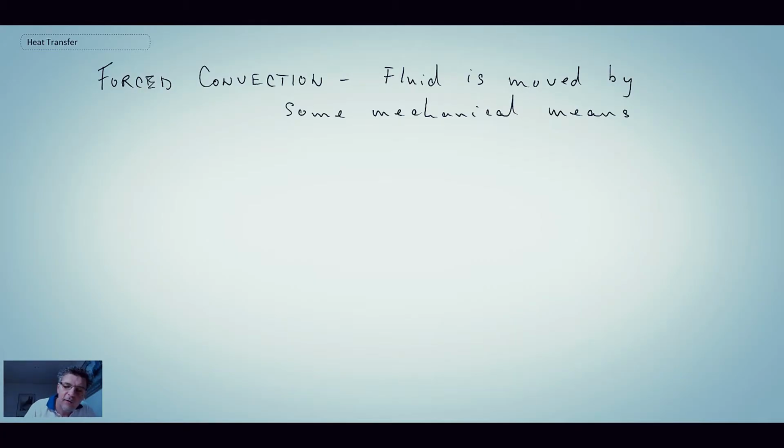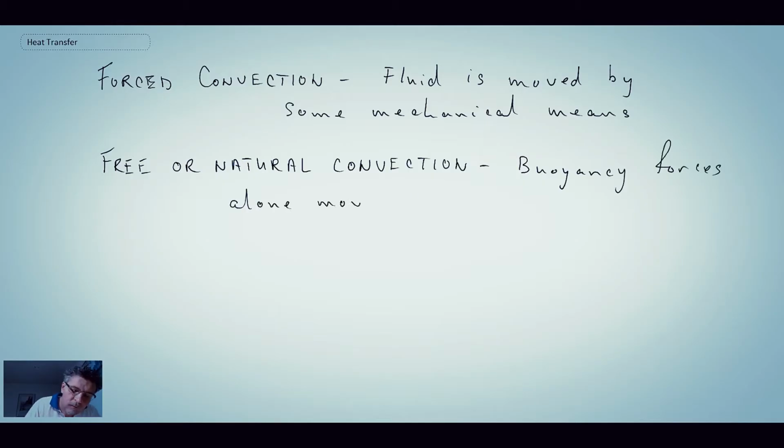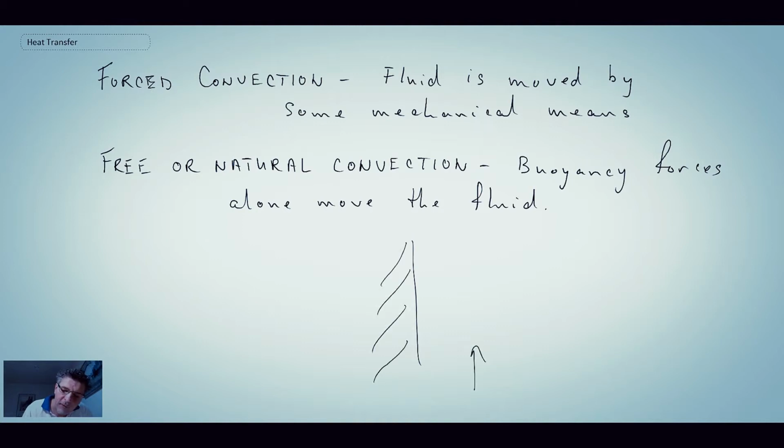Or we could have what we call free or natural convection. So in this course, we're going to study both of these types, forced convection as well as free convection or natural convection. And you can imagine when you have free or natural convection, if this is our wall and the fluid is moving up, the angle of the wall is going to be very important. You'll have fluid being heated, and that is what is moving it. And so there is no mechanical means that is causing the fluid to move there.